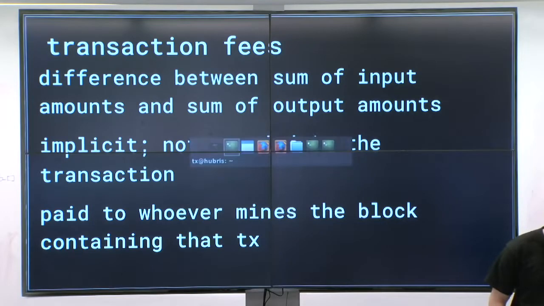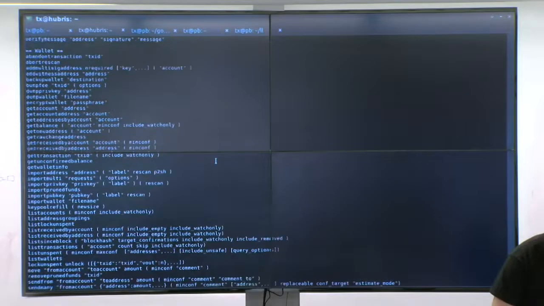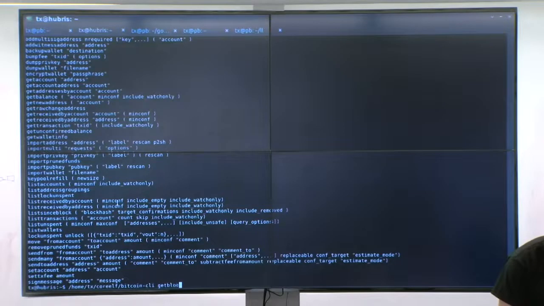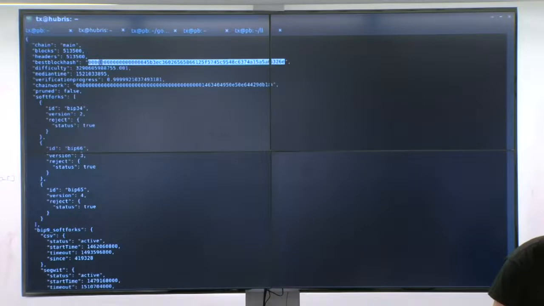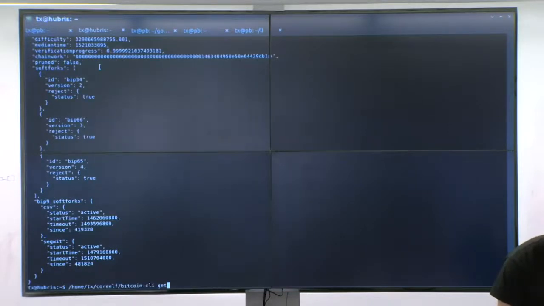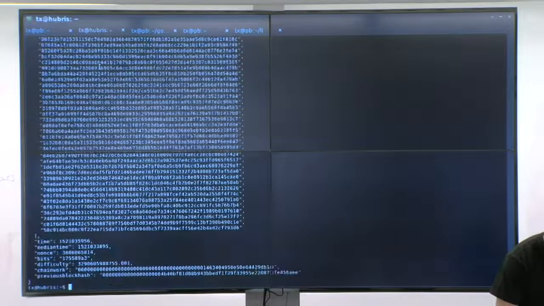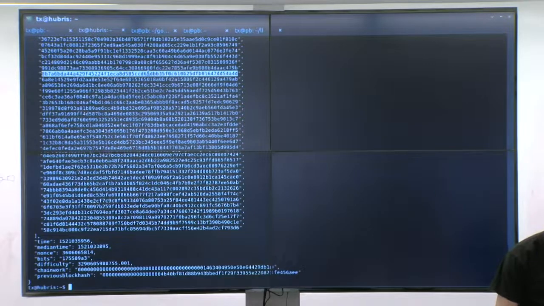So for example, if I want to say, okay, what's the most current block? Okay, get blockchain info. So the most current block is this. And then I can say, okay, get block. I want to get that block. Okay, there's all the transactions in this block. I can do get block verbose true, and it'll give me all the transaction data. But instead, I can just pick one of these transactions and say get raw transaction.